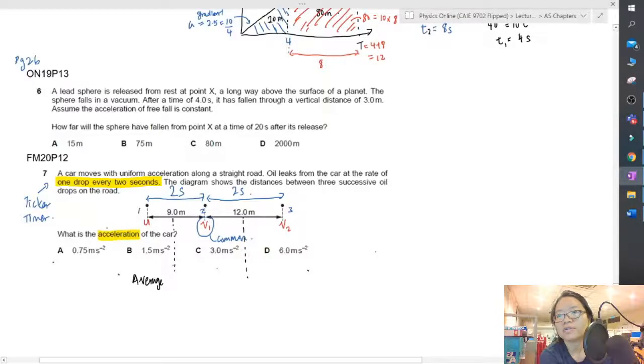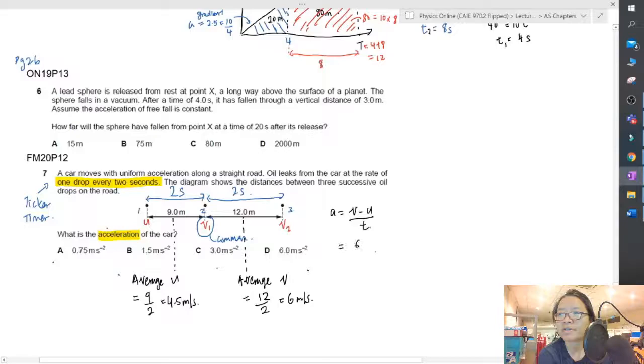So let's call this average initial speed. And to find it, I would just take 9 over 2, total distance divided by total time, 4.5 meter per second. And I repeat the same thing for the average final speed, which is 12 divided by 2, which is 6 meter per second.